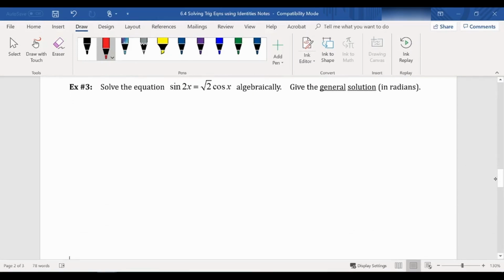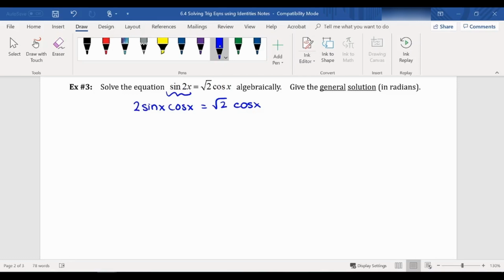Next one. Again, I need to check and see if I have any identities because I've got a sine and a cosine, and it's not a regular sine, it's a special sine because of the 2 inside. But I do know that this is an identity. This is 2 sine x cosine x. So I'm going to replace that. Now, the problem that I have here is that I don't have a quadratic and I have no way I can really get rid of sines or cosines.